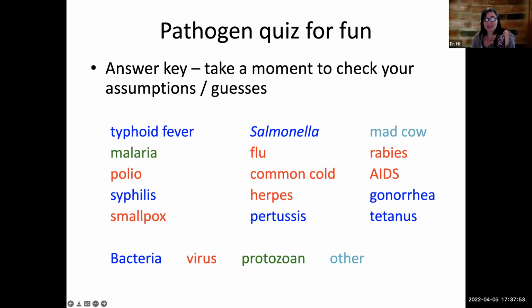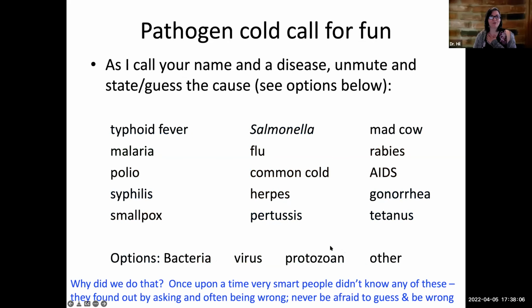Kelly says pertussis, and she gives an awesome reason. She says pertussis was surprising because we wear masks, and I usually associate masks with a viral infection. Yeah, excellent.